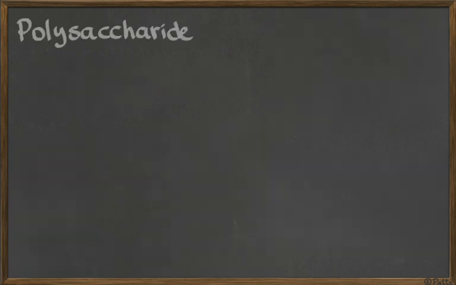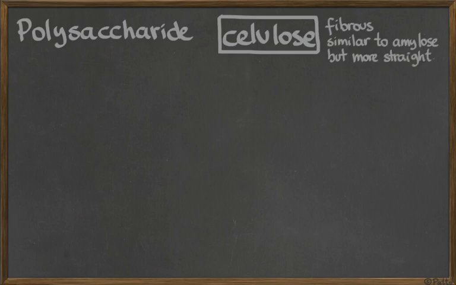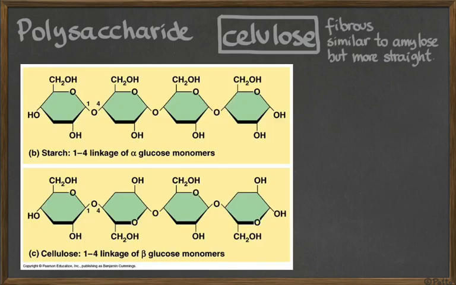Finally, one more polysaccharide that you need to know. This is quite an important one. Cellulose. You've certainly heard about cellulose before. Cellulose is a fibrous polysaccharide. It's quite similar to amylose, but it's much more straight. And why is it straight? The difference is clear here.